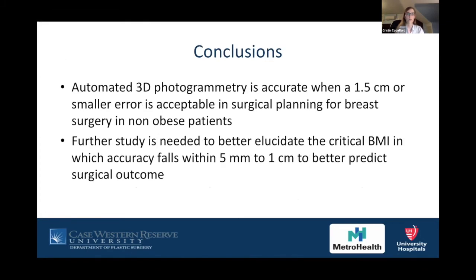So to conclude, automated 3D photogrammetry is accurate when you need a 1.5 centimeter or smaller error in surgical planning for non-obese patients. We do need to have further study to better elucidate the critical BMI where the accuracy falls within 5 millimeters to 1 centimeter to better predict surgical outcome.